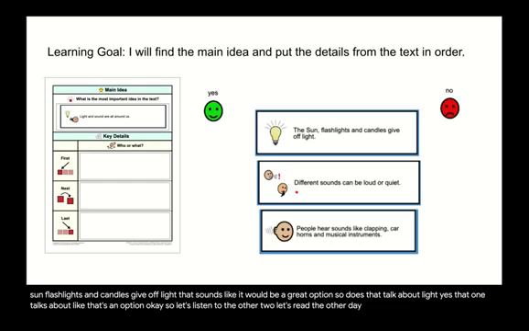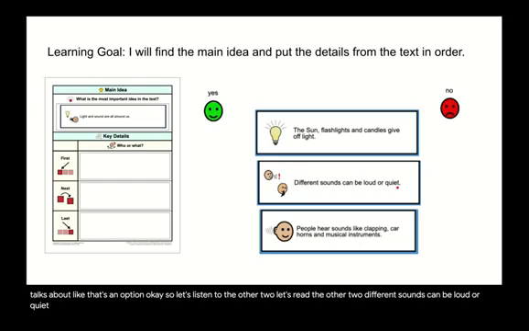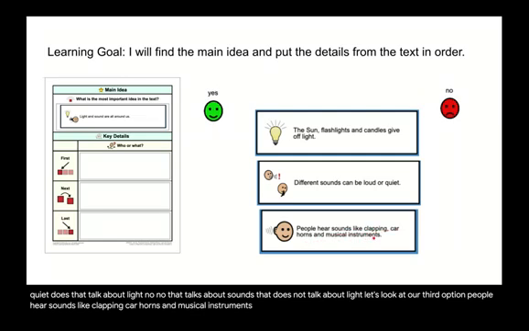Let's read the other two. Different sounds can be loud or quiet. Does that talk about light? No, that talks about sounds. That does not talk about light. Let's look at our third option. People hear sounds like clapping, car horns, and musical instruments. Does that talk about light? No, that does not talk about light.